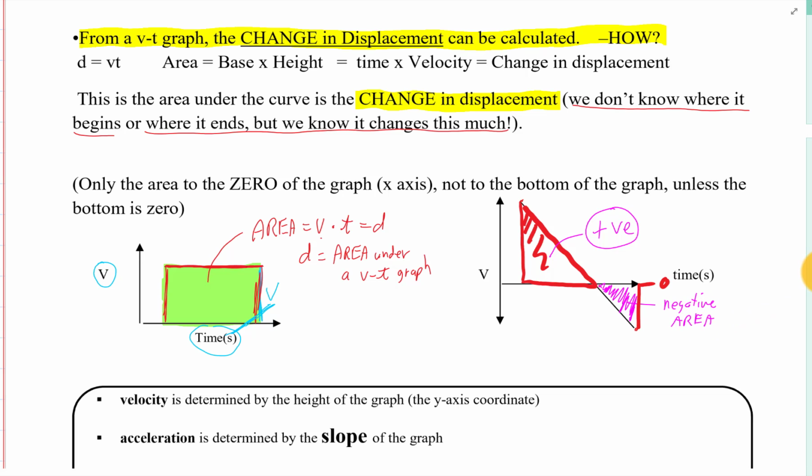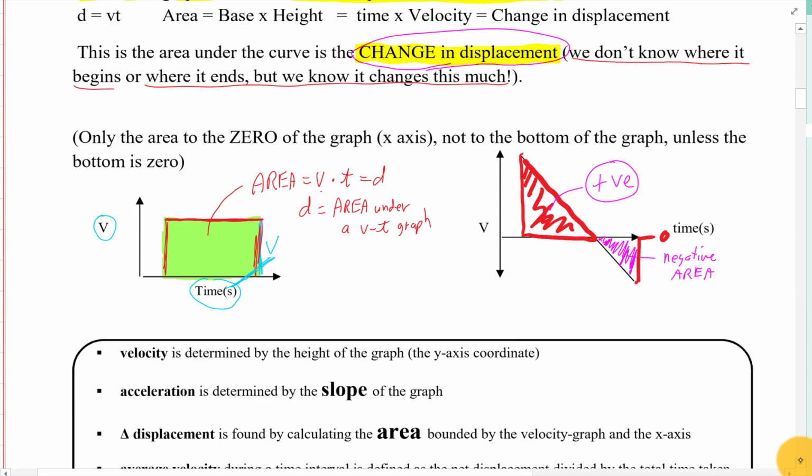What would a negative area mean? Well, that means the negative area is the change in displacement, and it's negative. That means you're going backwards. Well, no, the velocity is negative. You'd be going backwards. We get a negative area, it means we're going backwards. So it's good.